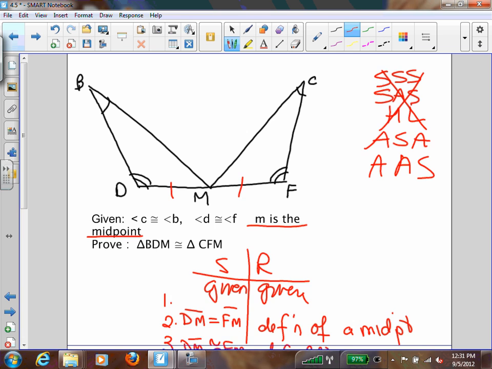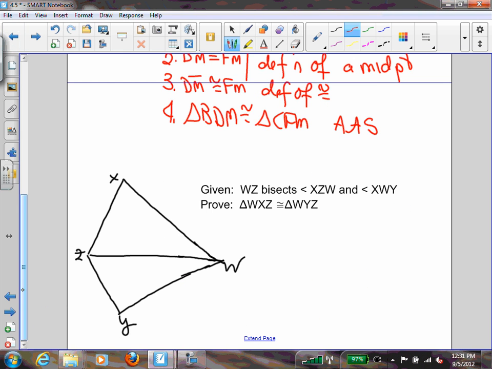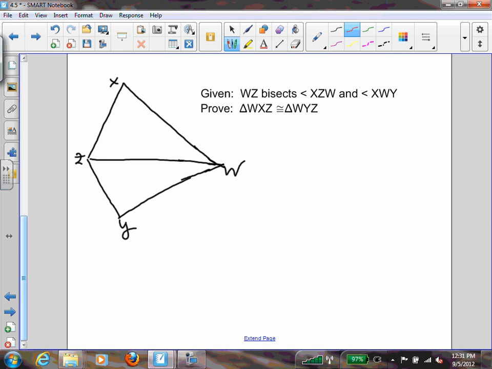Oh, I gotta go back. Okay. WZ bisects angle XZW and angle XWY. So in other words, these two are going to be congruent, yes? Does that make sense? And these two are going to be congruent. Would you agree? I want to prove that the top triangle is congruent to the bottom.